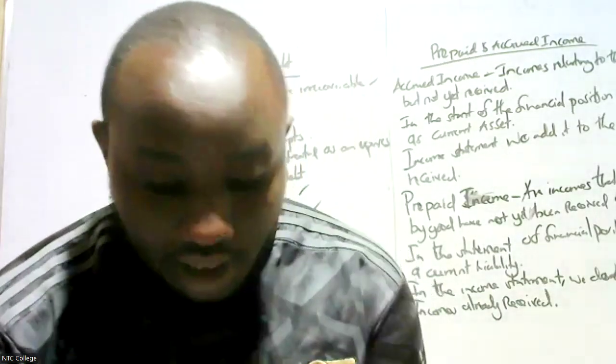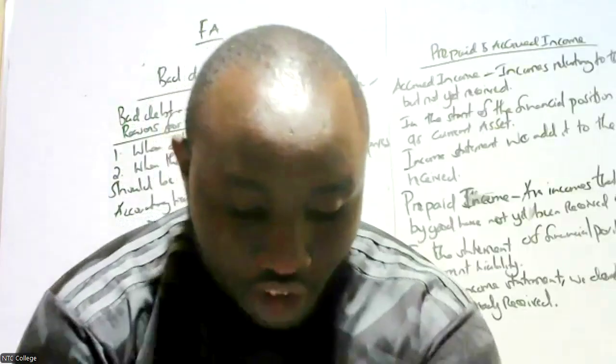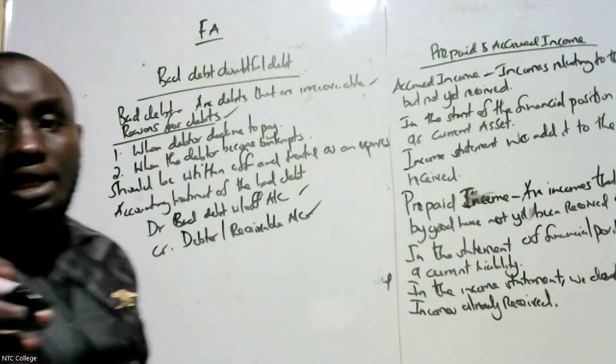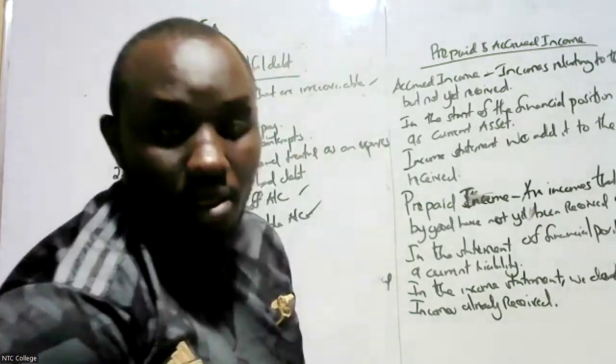Then we have the next thing, what you now call the provision for doubtful debts, the allowance. I have a question. Are we together at that point? Yes.